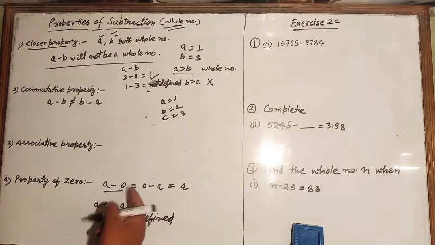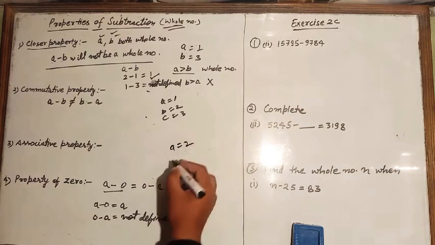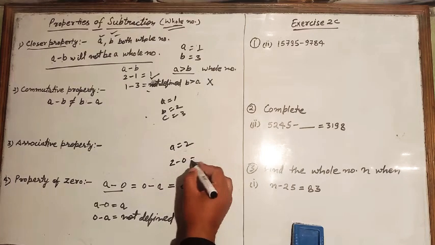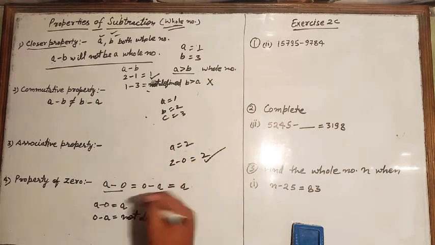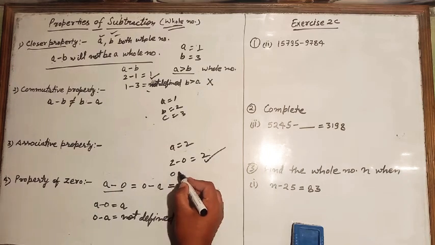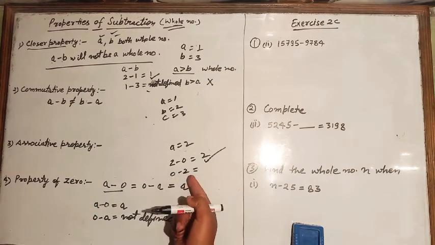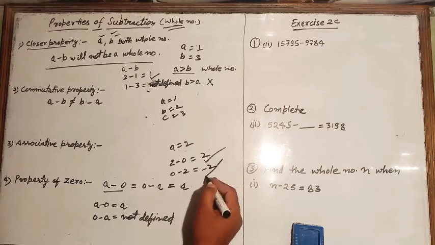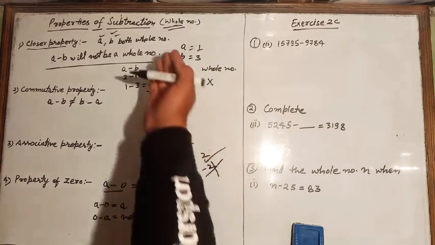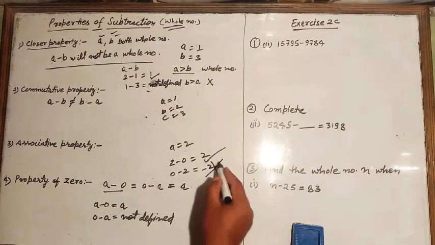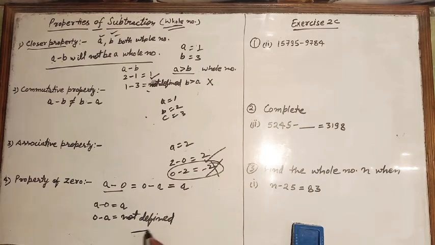How is it? See, suppose a is equal to 2. If we do 2 minus 0, it will be 2, which is a whole number. But if we do 0 minus 2, it will be a negative number, minus 2, which is not defined for us, because we are reading whole numbers, which are positive numbers, so it is not defined. I hope it is clear.